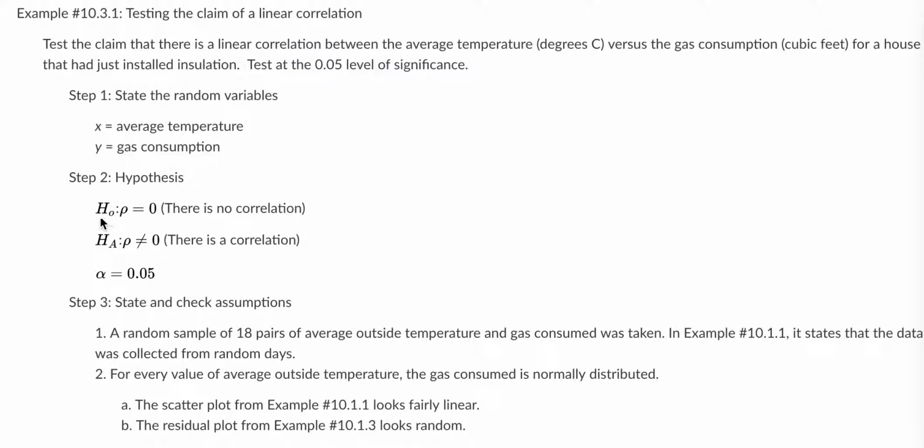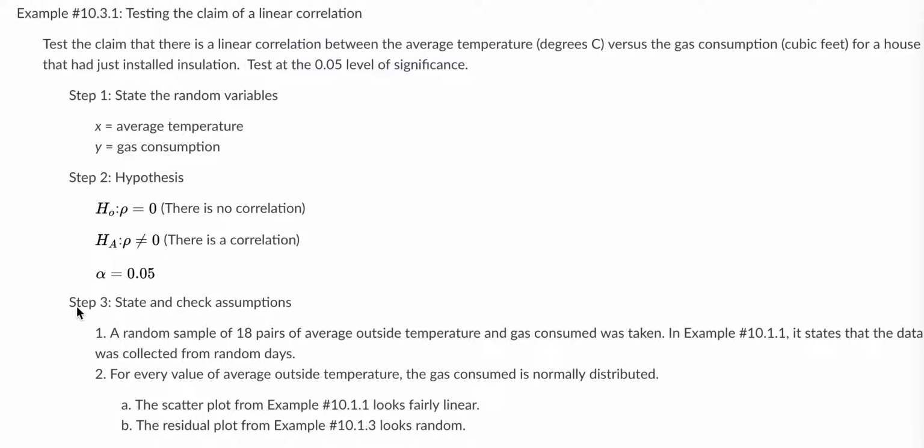In this case, there are two of them. There's H0, which is rho equals 0. This means there is no correlation. And HA is that rho is not equal to 0. That means there is a correlation. All this problem asks us to do is say whether or not there was a correlation, so that's why it's just not equal to. If it asked us for a positive correlation, then it'd be greater than. If it asked for a negative correlation, it would be less than. Our alpha level is 0.05.